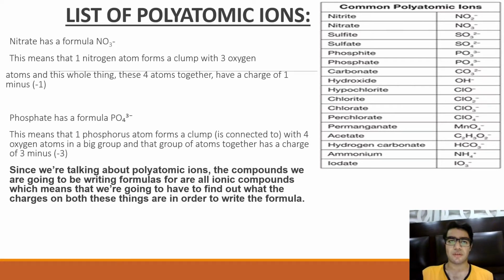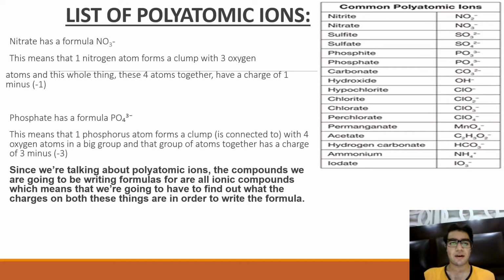Nitrate has a formula of NO3 minus. This means that one nitrogen atom forms a clump with three oxygen atoms. One nitrogen atom connects with three oxygen atoms to form NO3, and that's a polyatomic ion because it has many atoms connected together, and it has a charge of -1. So again, one nitrogen atom forms a clump with three oxygen atoms, and these four atoms together have a charge of 1 minus, or -1.